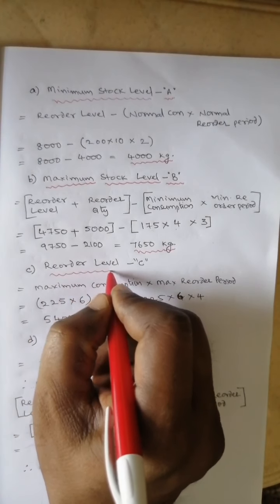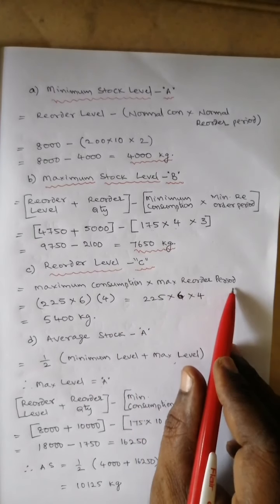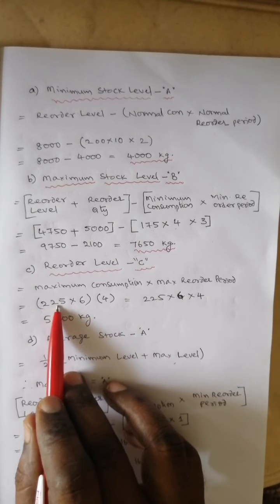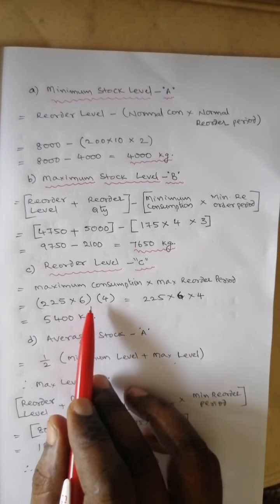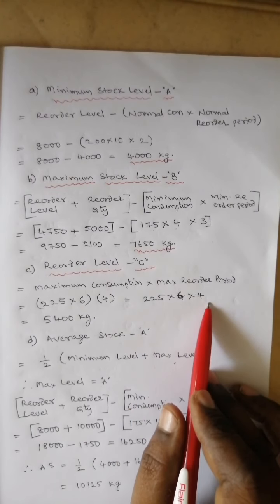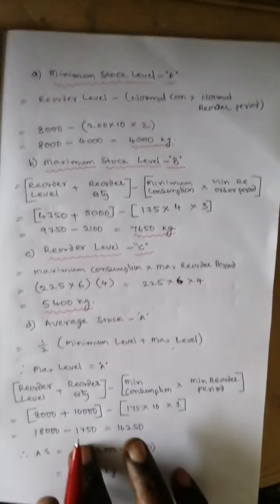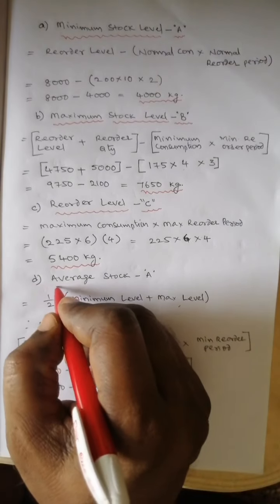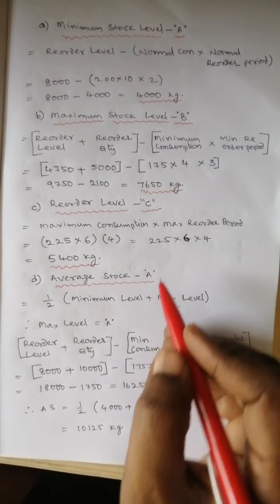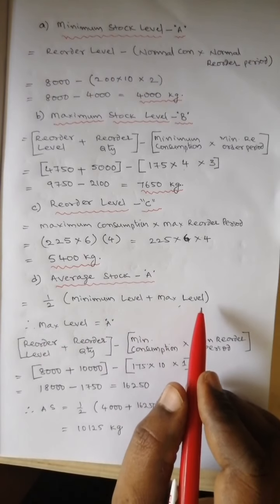Next point asked is the reorder level for C. Maximum consumption into maximum reorder period. So 225 units of maximum consumption into 6 kgs per unit into 4. Rewritten in simple form, 225 into 6 into 4, which is 5,400 kg, the reorder level of C. And finally, the average stock of A is asked. After A, B, C, here A is asked, here B is asked, here C is asked. Again A is coming, but average stock. Half of minimum plus maximum level of stocks.